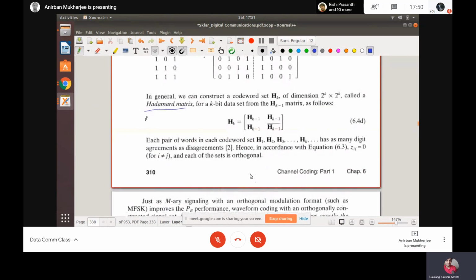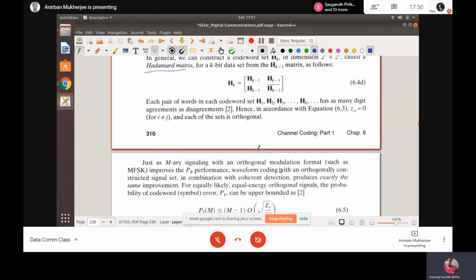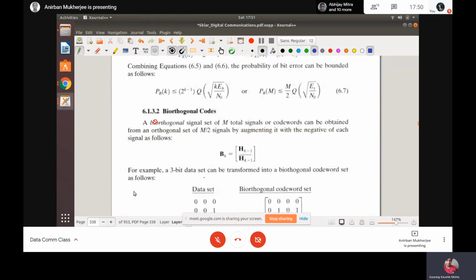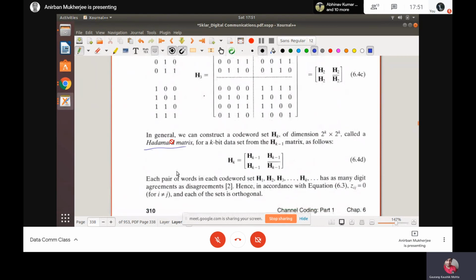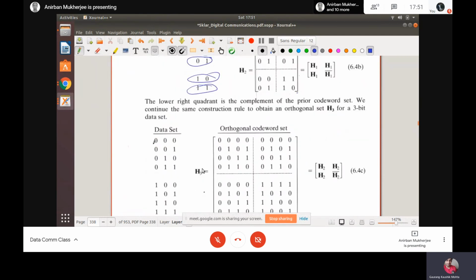So you see that means each of the columns of this one are orthogonal. In this way we generate, just as with orthogonal modulation formats like MFSK, which improves the BER performance. Similarly, waveform coding with an orthogonally structured signal set in combination with correlation produces exactly the same improvement. I will explain again maybe tomorrow what the meaning of it is.